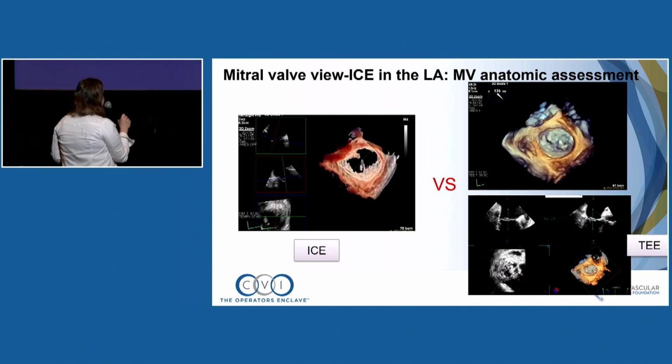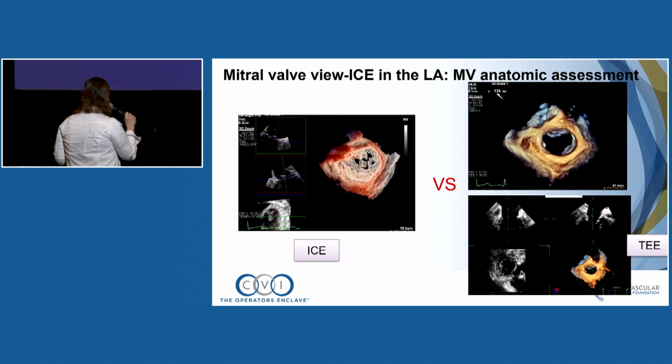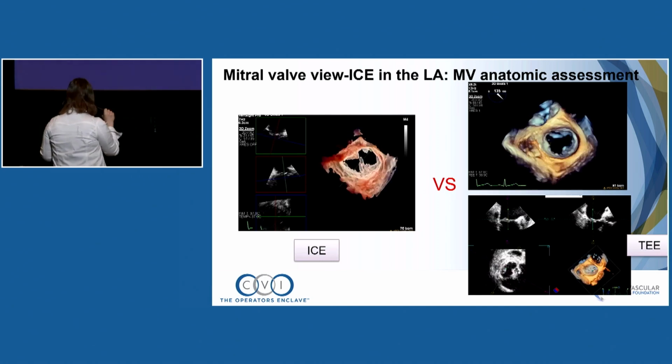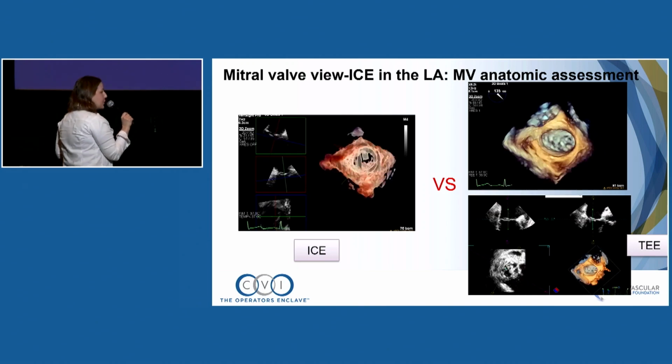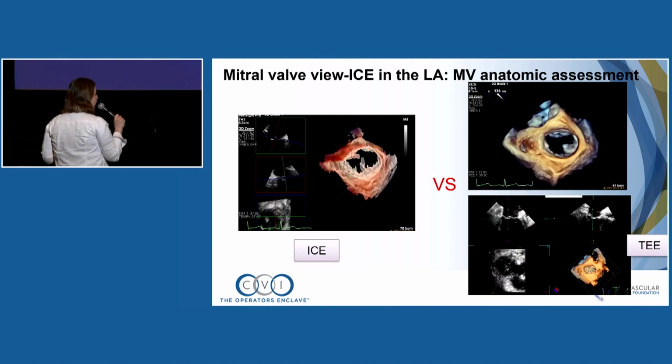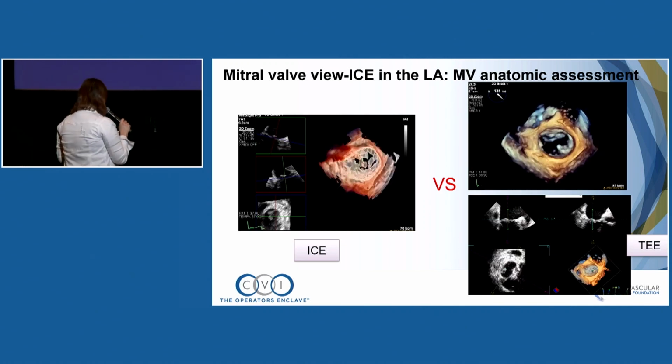These are just comparing some of the images, and I will say this: I think on both sides, the imaging could have been optimized, both on the ICE and on the TE. But you could see that now you're in the left atrium, and you're like, okay, now I'm going to assess the mitral valve. I'm going to do my clip selection now, and that's really hard on some of the 3D imaging.